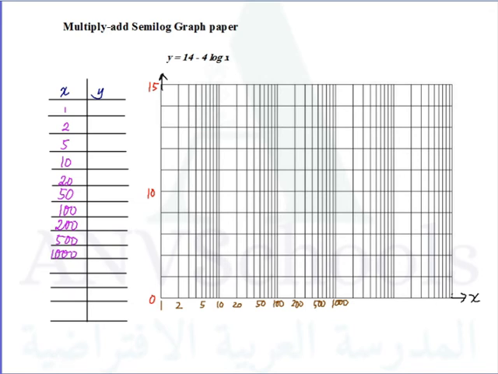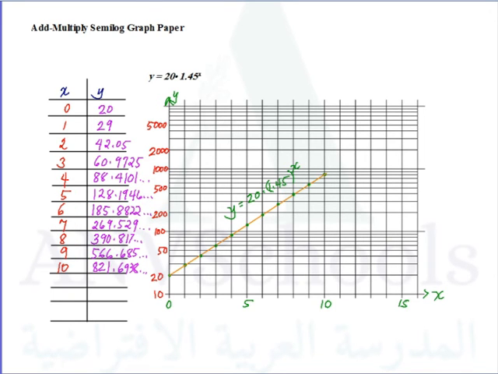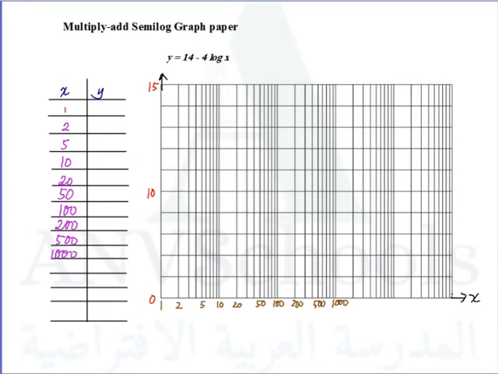Now, this is the scaling for a semilog graph paper for multiply-add. And for the previous one, which is add-multiply, this is the scaling. Note that you have these scales for the horizontal axis, but for the vertical axis you have uniform scaling. But for multiply-add semilog graph paper you have logarithmic scaling for the vertical and normal scaling for the horizontal. Now in this case we have this axis, and we will substitute it into the equation y equals 14 minus 4 log x.